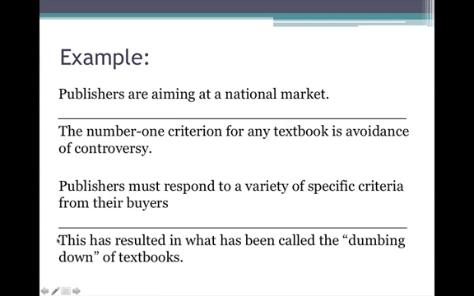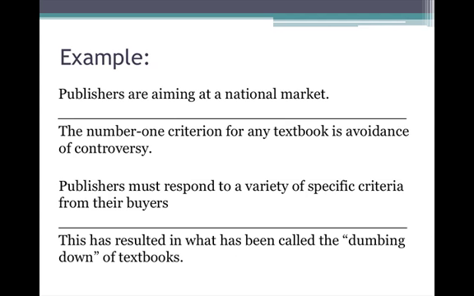Now, at this point, you might be thinking to yourself, it's perhaps not obvious that the premise, publishers are aiming at a national market, leads to the conclusion that the number one criterion for any textbook is avoidance of controversy. It seems like the only way this premise is going to support that conclusion is if there's some connection between aiming at a national market and avoiding controversy. And this seems plausible, and it's probably something that the author was implicitly assuming but didn't explicitly state.